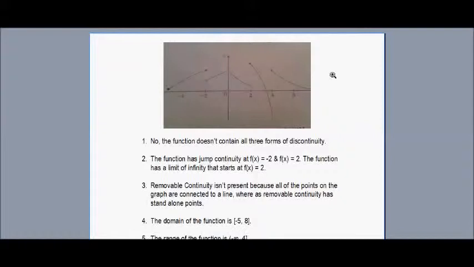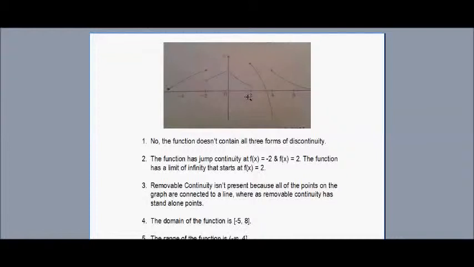Now, the reason why I say it doesn't have all three forms of discontinuity is because the function has jump discontinuity, where you're jumping from one line to another at the same point, at -2 and 2. So you see here -2, and then you see the -2 again, and that's going from your right and your left. And then you go down to +2, get your right and your left once again. And so you got jump discontinuity at -2 and 2.